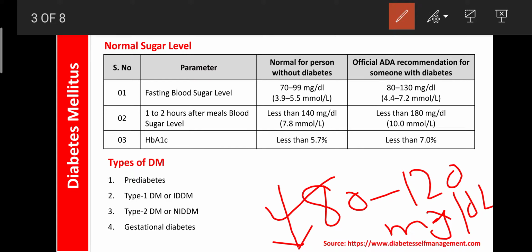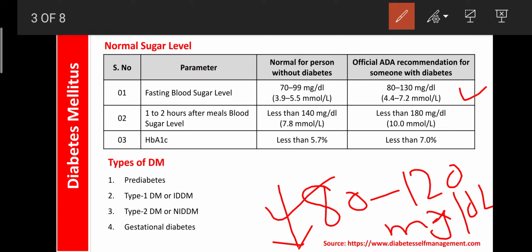If it is that value, it indicates that the person does not have diabetes mellitus. If it crosses more than 99, that indicates the person may be suffering from diabetes mellitus. And the fasting blood sugar level in a diabetic patient should remain between 80 to 130 mg per deciliter. It indicates that if any person is suffering from diabetes mellitus and wants to measure the blood sugar level in the fasting condition, the range should be 80 to 130.